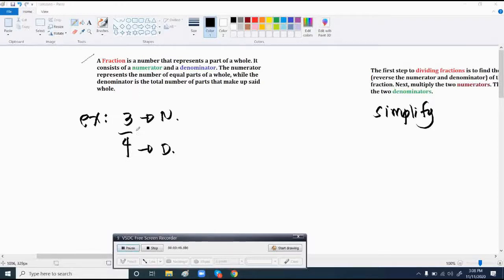Here is an example, 3/4. The 3 represents the numerator and the 4 represents the denominator. It means that the 4 represents the total parts of the whole and the 3 represents the number of parts of the whole.